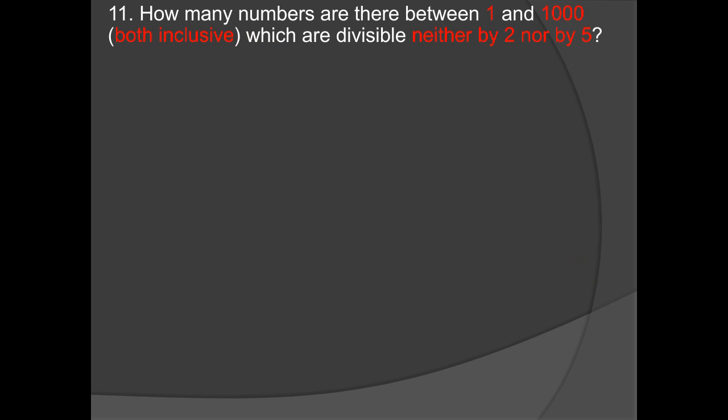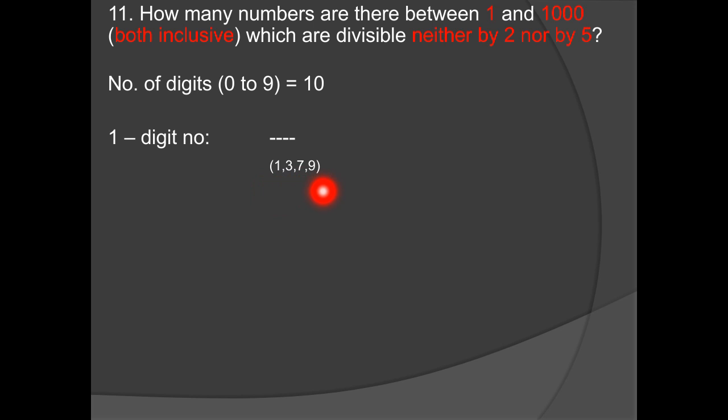Sum 11. How many numbers are there between 1 to 1000, including 1 and 1000, which are divisible neither by 2 nor by 5? First we have to see one digit numbers, then two digit numbers, then three digit numbers, then four digit numbers. For one digit numbers, you know that 1, 3, 7, 9 are the numbers not divisible by 2 and not by 5. So one digit numbers are totally 4.